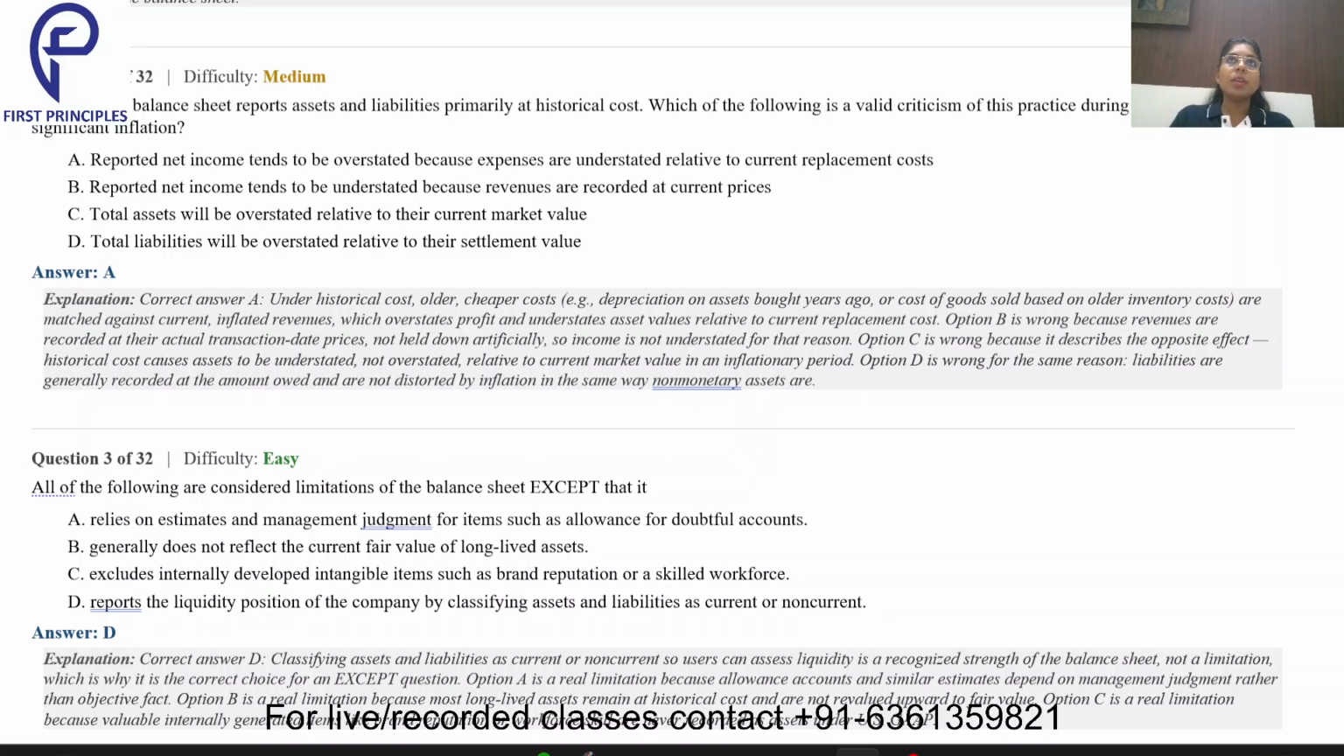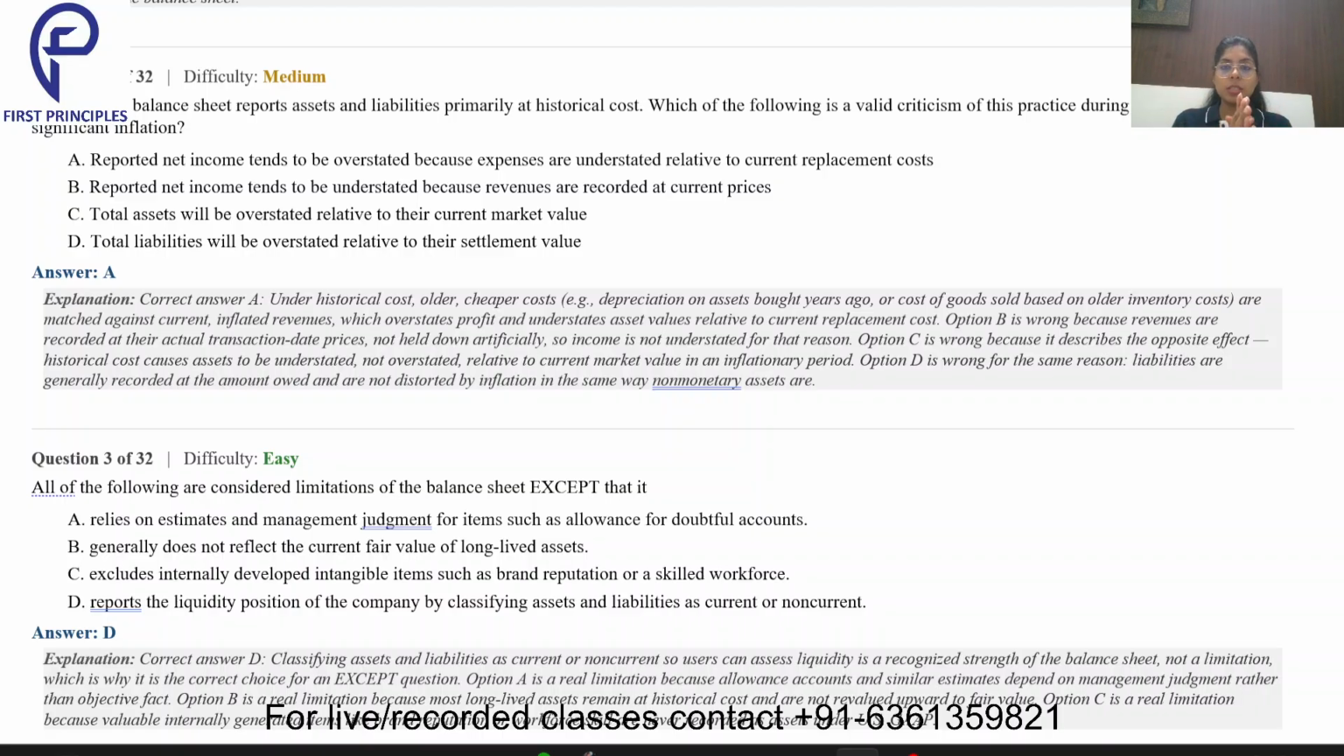As we know, all the assets and liabilities on the balance sheet are reported at historical cost. For example, if I bought land 5 years ago for 50 lakhs, today the market value of that piece of land may be 1.5 crore, but still on my balance sheet it will be valued at 50 lakhs.